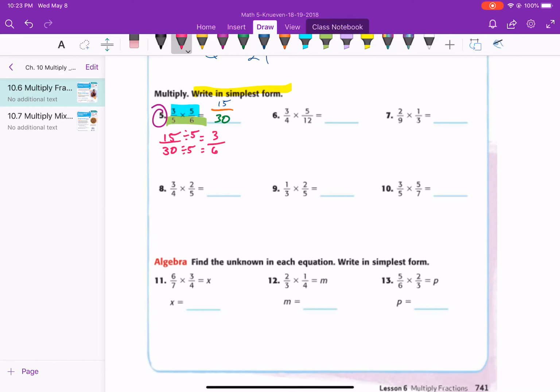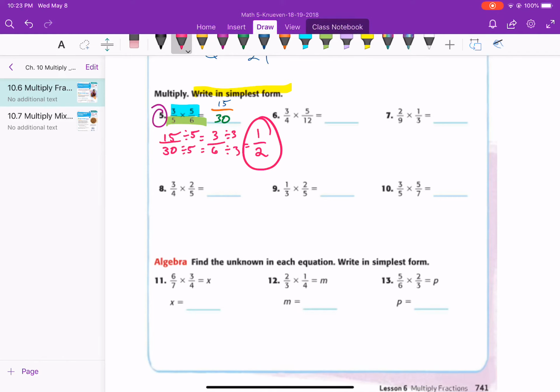And then I look at this and say 3, 6. Well, oh, I could factor out a 3. Hopefully you see the answer already. But 3 divided by 3 is 1. 6 divided by 3 is 2. So my answer is 1/2.